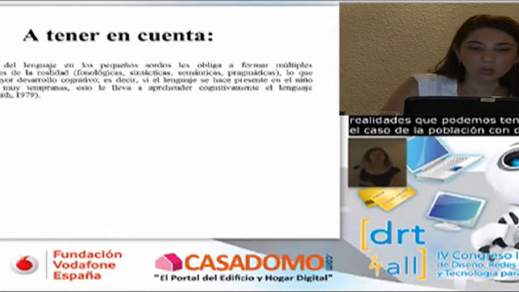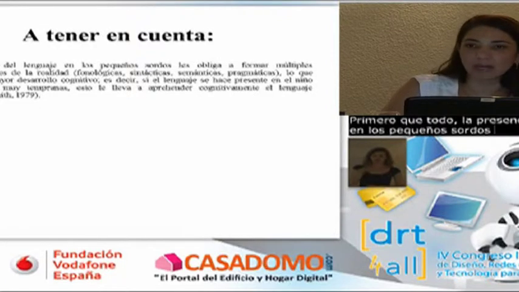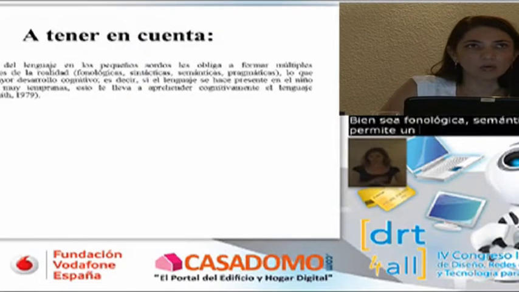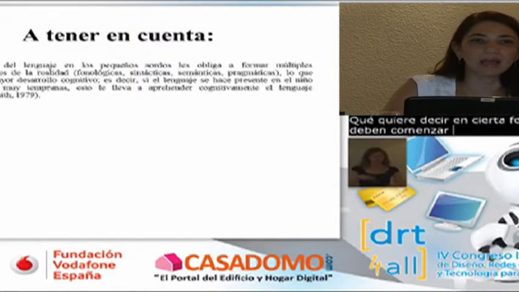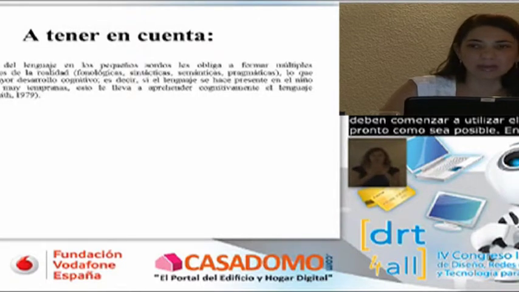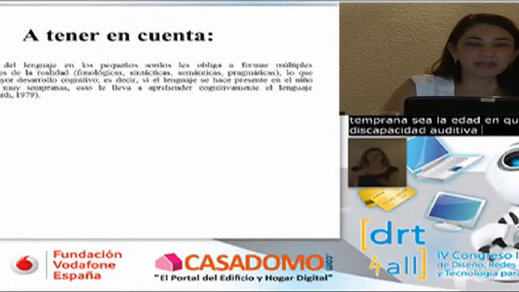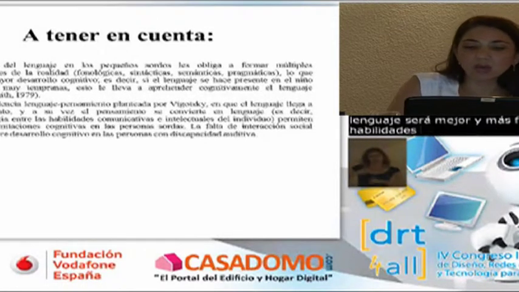Some things to bear in mind, some realities. First of all, the presence of language for little children that are deaf introduces many difficulties, semantics and so on, and many barriers. So children have to start using language at a very early stage, as soon as possible, to help them develop the skills. The sooner a child with a disability accesses the use of language, the better it will be for developing reading and writing skills.